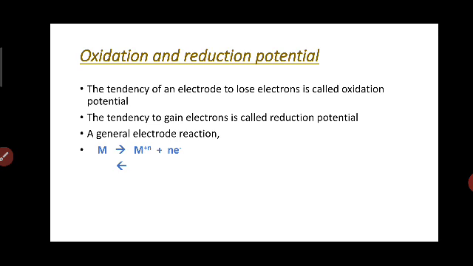Then the reverse, that is the backward reaction, means M^n+ plus n number of electrons gives M. When we are adding n electrons, that means gaining electrons, then automatically M, the metal, is formed. So that is called reduction. Gaining of electrons is called reduction. The capacity of that metal for gaining electrons is called the reduction potential.